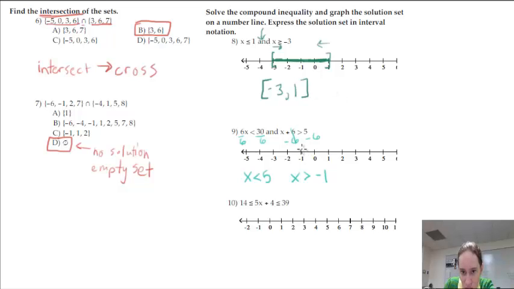So at -1, we're going to be bigger than -1, and then at 5, we're going to be less than 5, so we're shading between. Again, because that's what the inequalities are telling us, and because it's an and, haha. And then -1, 5 is our interval notation, because we're saying x has to be between -1 and 5.